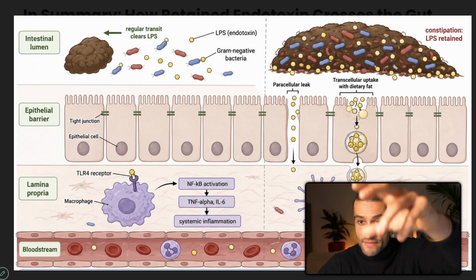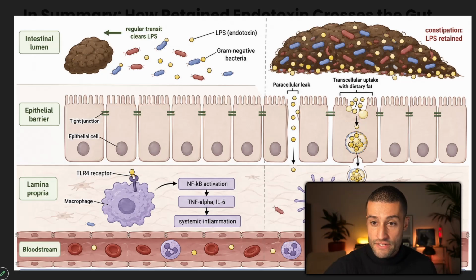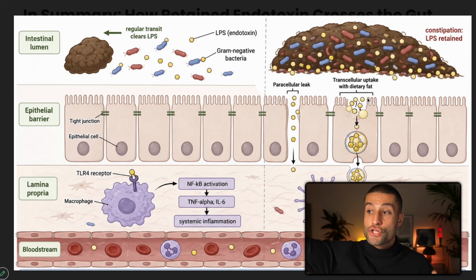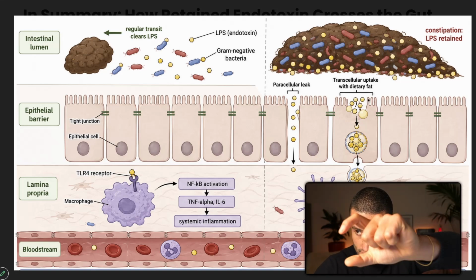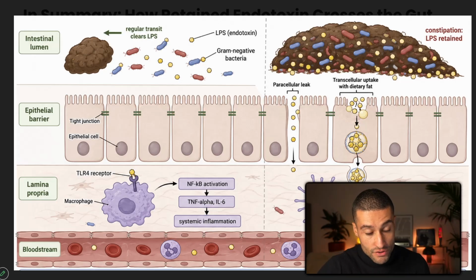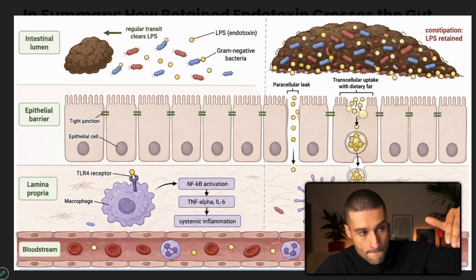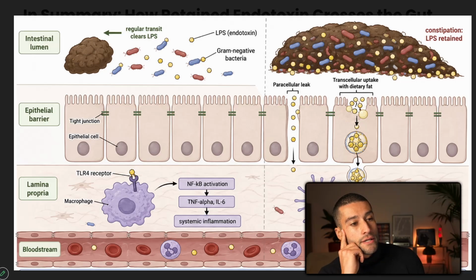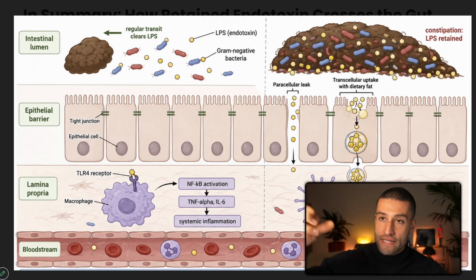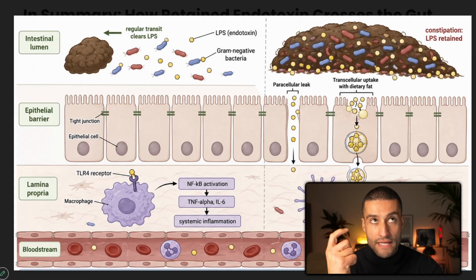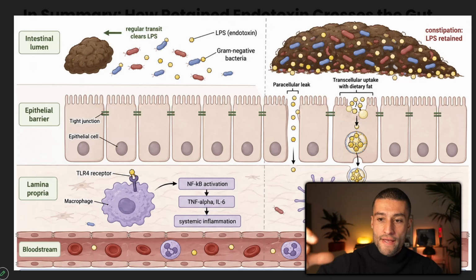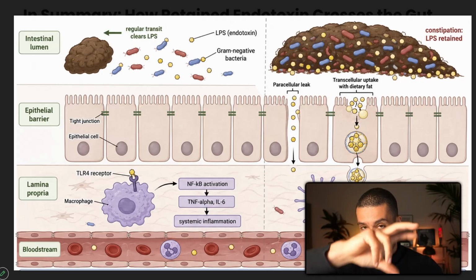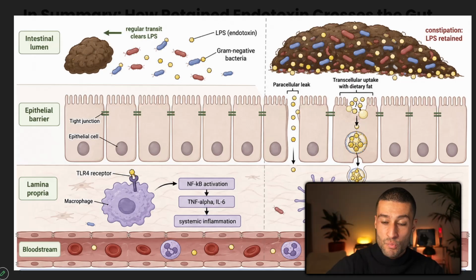bloodstream. There's two forms that this LPS can be transported. The other one is transcellular, which is actually through the epithelial tissue. It goes through the cell itself and is transported through dietary fat and taken up into the cell. And then in the lamina propria area, actually, should I make a note about it? It may be another mechanism for why high fat intake can be particularly problematic for people with gut issues. We may potentially drive some more of this because of the way the LPS is taken up and transported through.